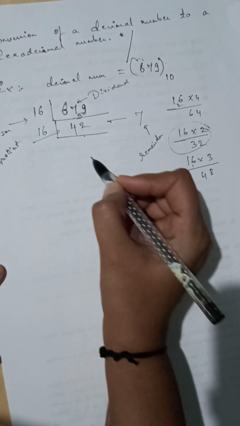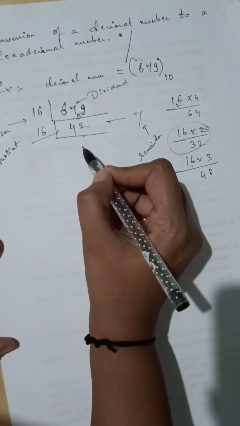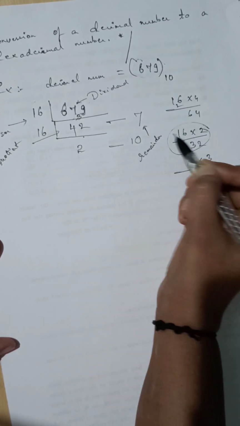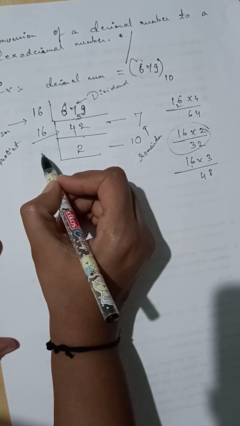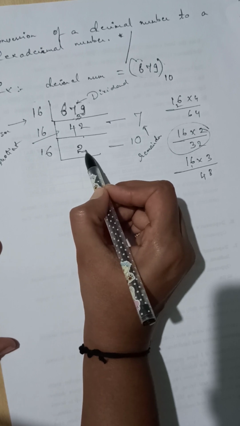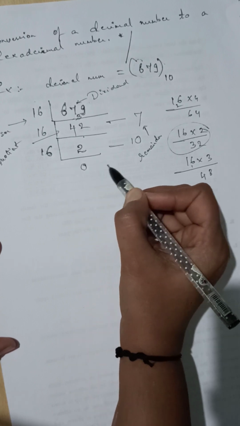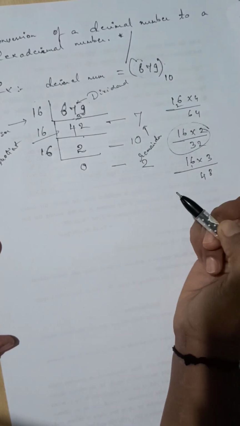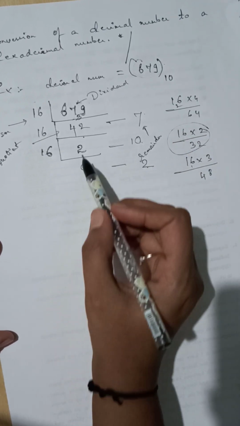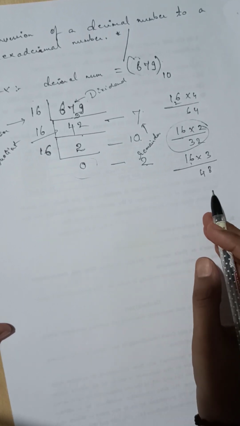Till the quotient becomes 0, we have to repeat it. So next, 16 twos are 32 once again. So what is the remainder? 10. Right. So next, divide it by 16. We are left with a single digit 2. When we divide it by 16, we don't have any factors. So 16 zeros are 0. What will be the remainder? 2. So we have 2, 10, 7 as the remainders. Now the quotient is 0, so we have to stop this conversion.